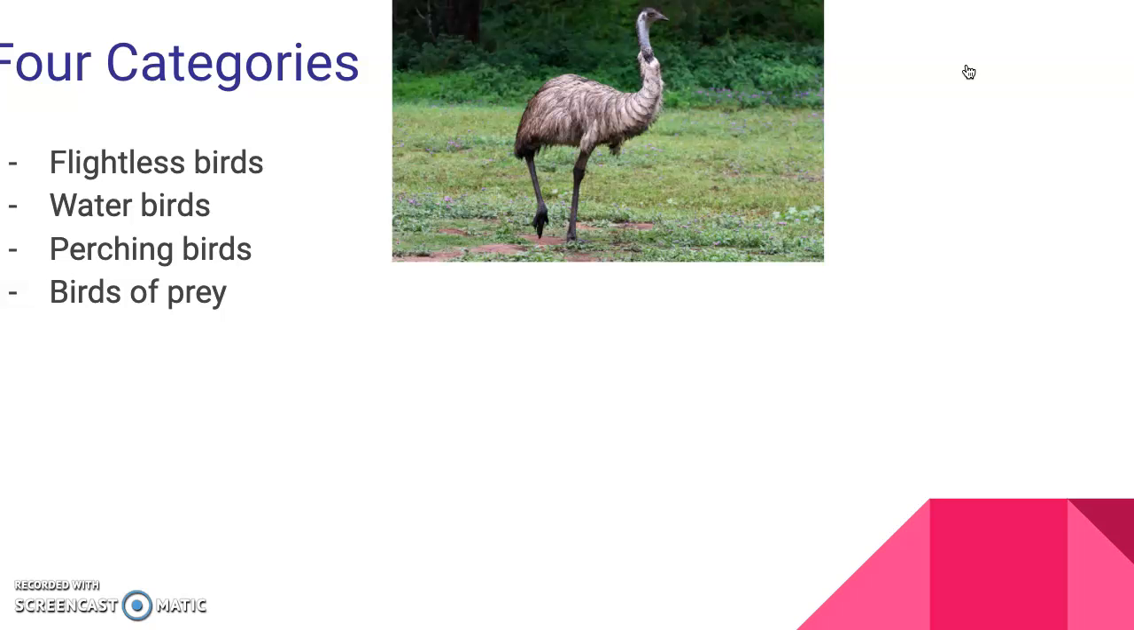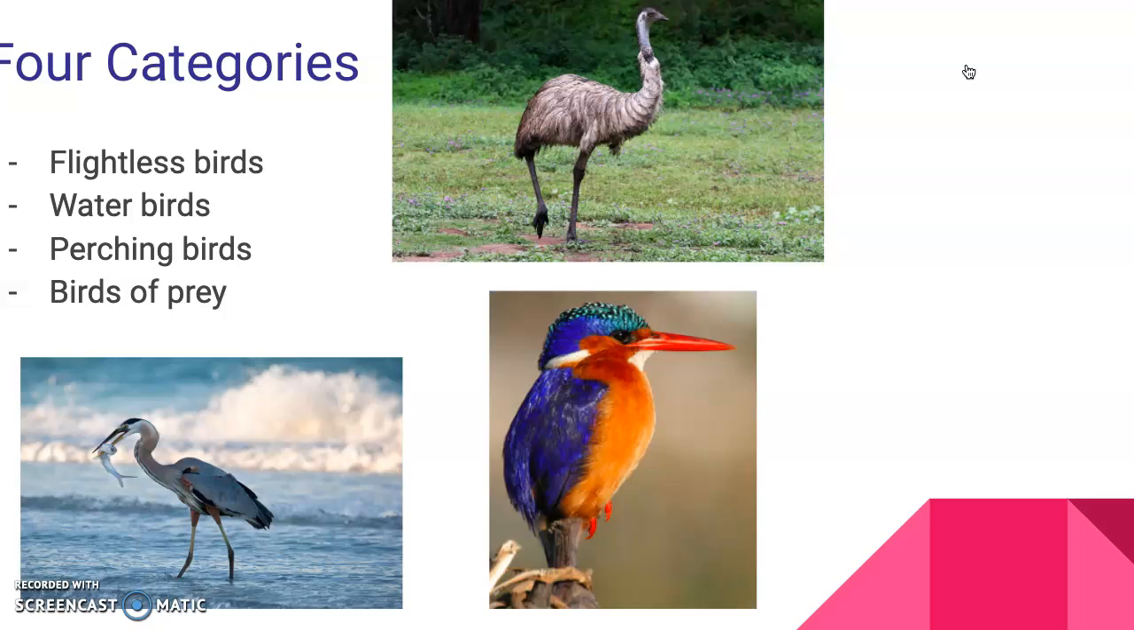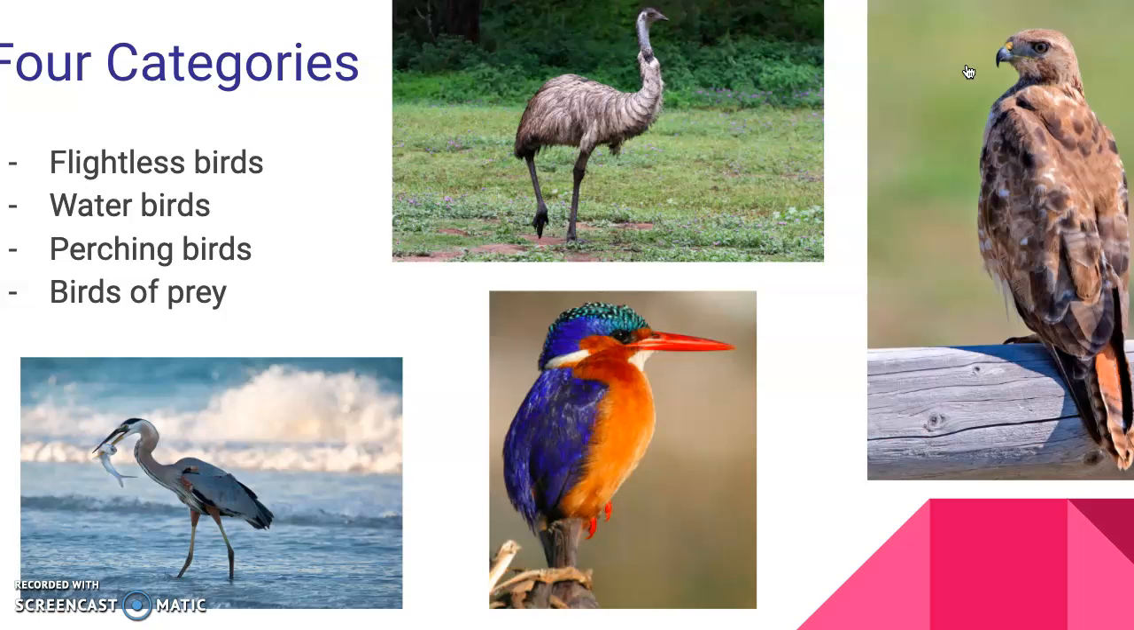And on this slideshow, I have an emu as an example of a flightless bird. I believe, I don't remember exactly what this is, but I thought this was a cool bird, wading in the water. Same here. I don't remember exactly what kind of bird this was, but I thought it was cool because it was colorful. And there is a hawk. That is a bird of prey.